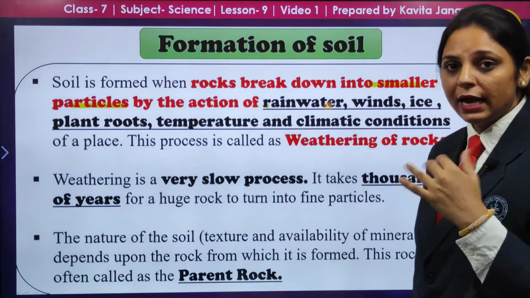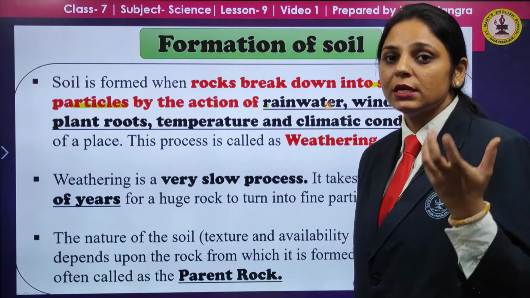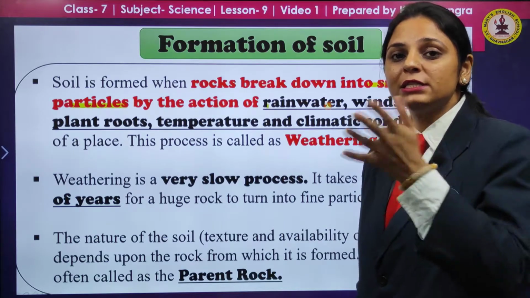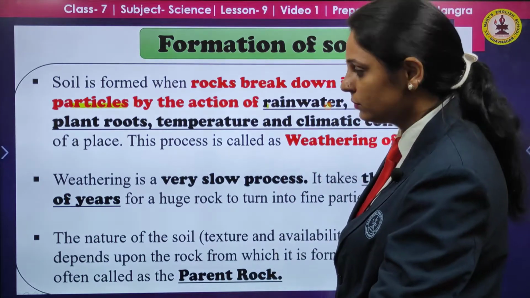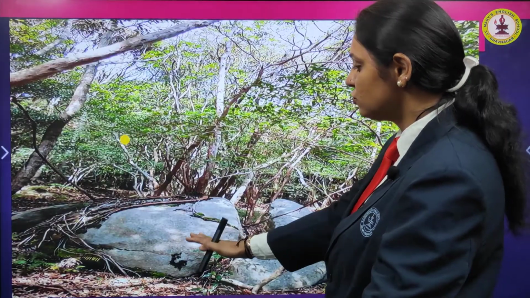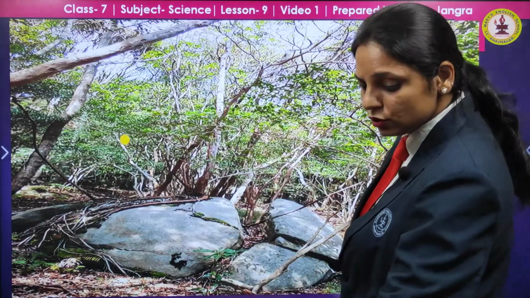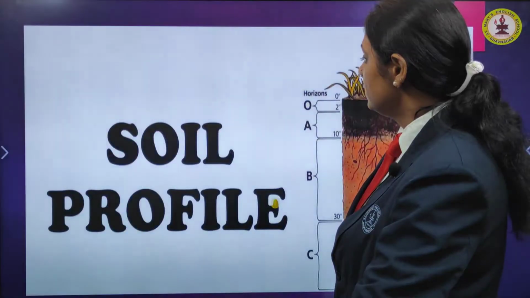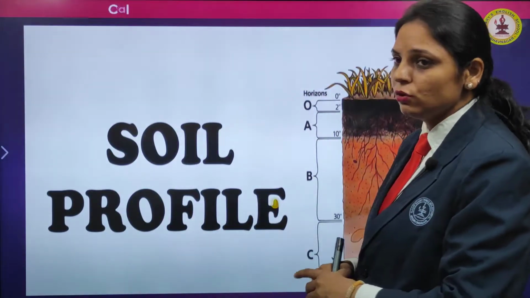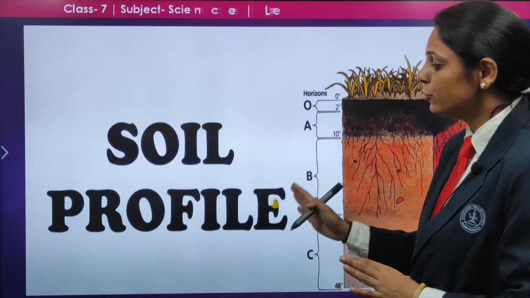The soil which is formed comes from its parent rock. It will depend on the parent rock. If the soil is formed from this rock, it will have the qualities of this parent rock. So this is what soil is, and the next video is about the soil profile.